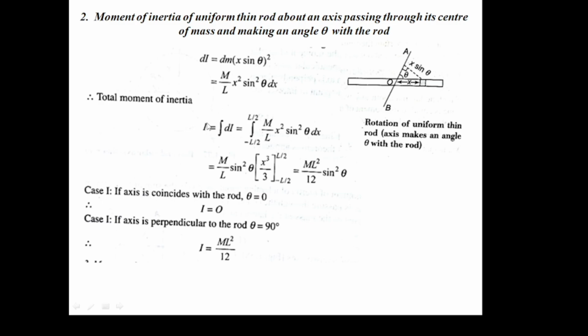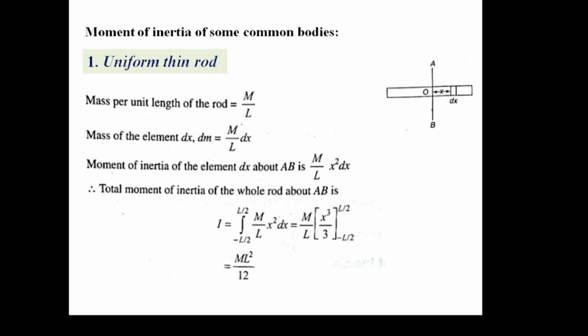Then the total moment of inertia I is equal to the integration of dI, that means minus L by 2 to plus L by 2 of M by L x square sine square theta dx. So by integrating we can say that it is M L square by 12 sine square theta. If the axis coincides with the rod, then theta equals 0, that means the moment of inertia will be 0. But if theta is equal to 90 degrees, it is the same as the previous one, that is M L square by 12.